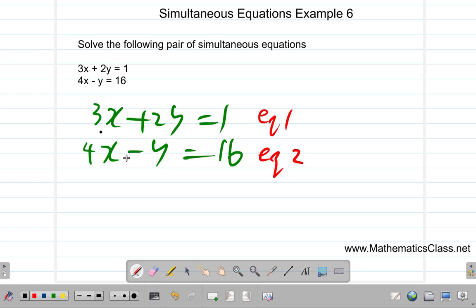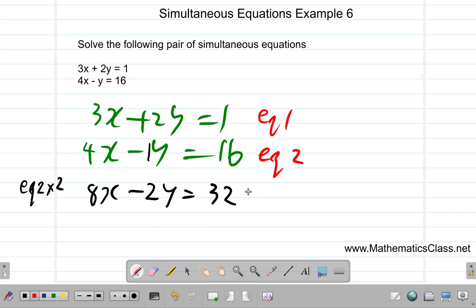Here we can see that we'll have negative y, same thing as negative 1y, but up here we have 2y, so if we multiply the 1y by 2, we're going to get a 2y. So let us multiply equation 2 times 2. 2 4s are 8, 8x minus 2 1s, that's 2y, equal to 16 times 2, 32. So that is equation 3. Good.